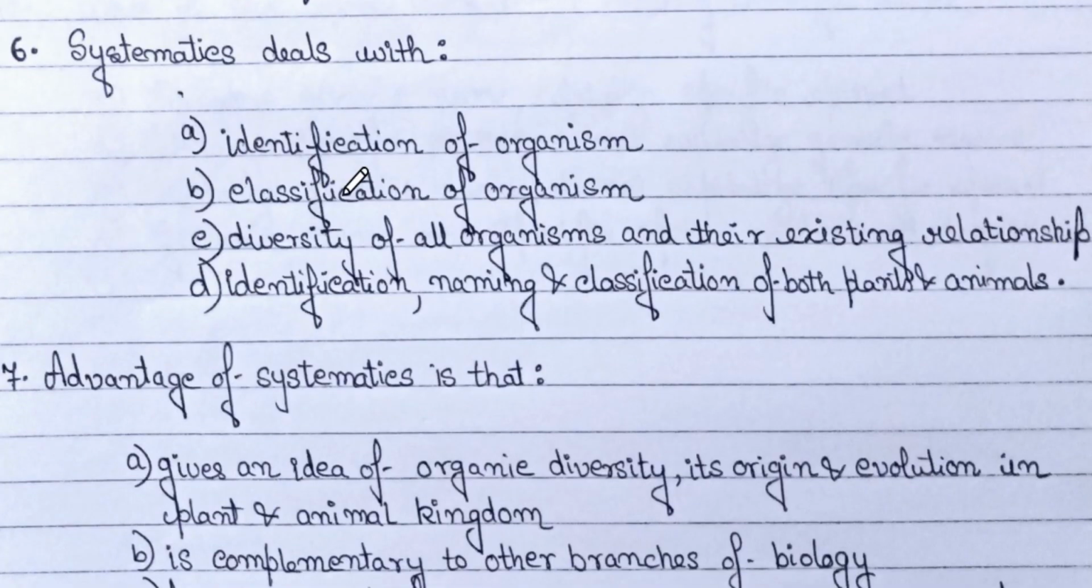Now question number 6. That is systematics. Systematics deals with first option, identification of organism. Second option, classification of organism. Third option, diversity of all organisms and their existing relationship. Fourth option is identification, naming and classification of both plants and animals. So do you remember systematics? Systematics was taught to you by me at the end of the first lecture.